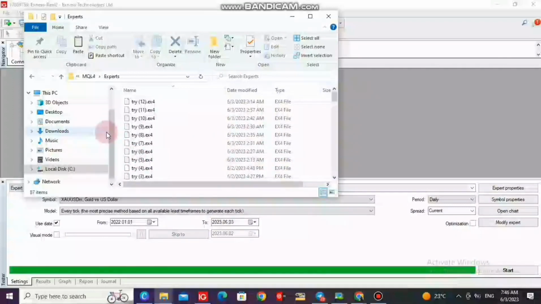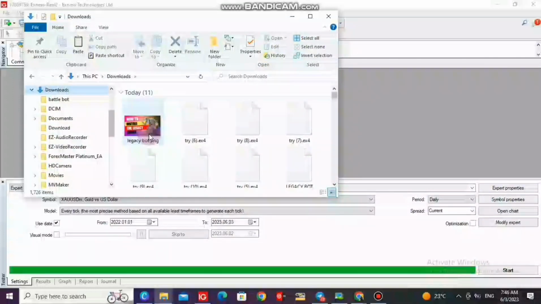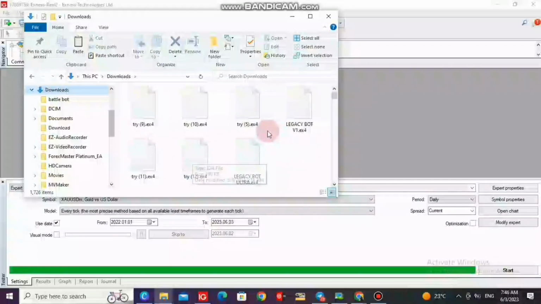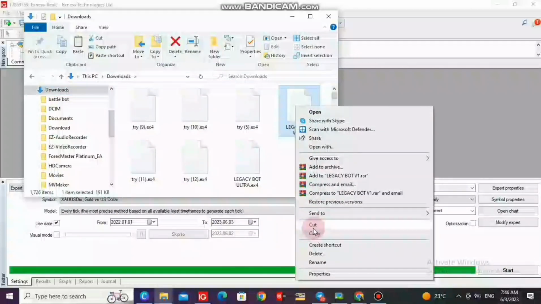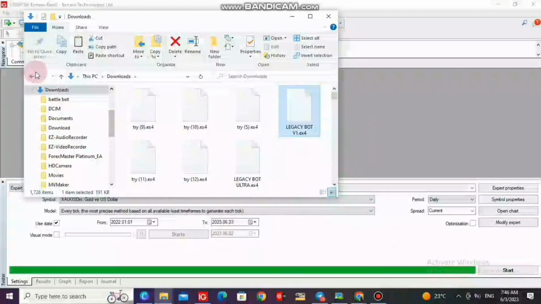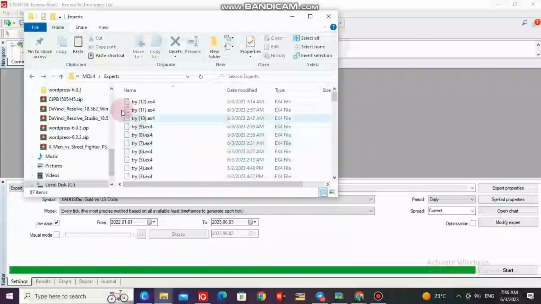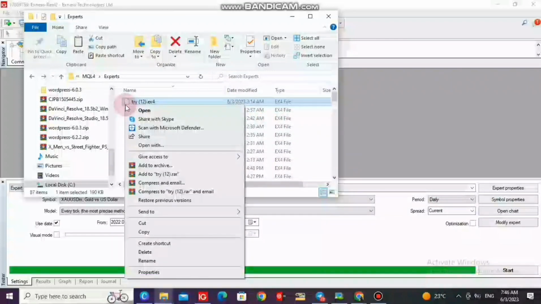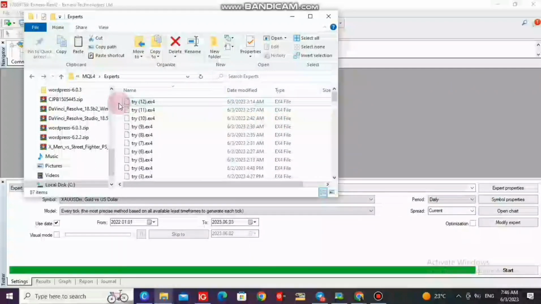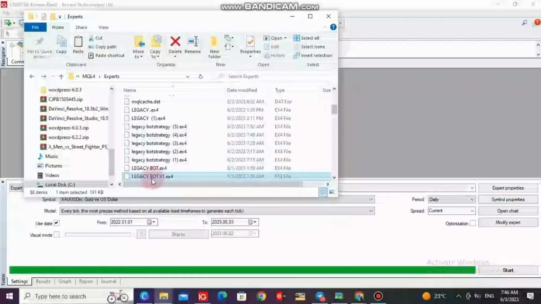I don't know where you have your robot currently, but mine is actually in my downloads on my PC. So where is the legacy bot? Let's look for it. So legacy bot version 1. I'm going to copy it, then I go back and paste it in the experts. So as you can see, it's in the experts currently. It's known as legacy bot version 1.